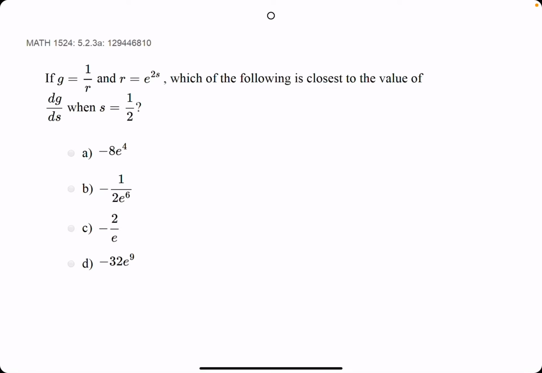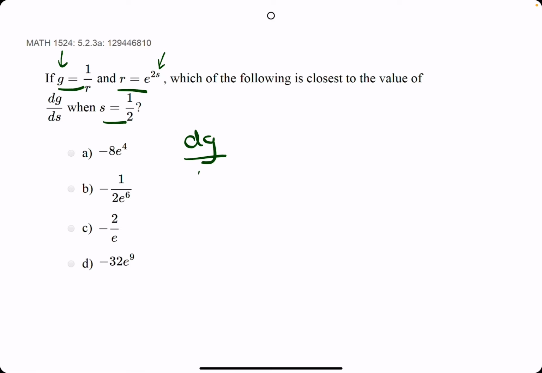Hokie dokie. Second or third example for this problem, I'm going to do it a little faster. If you need more of a breakdown, please visit the first example I've worked out. We are given a function g and r. We are asked to find dg over ds. That's the derivative of the function g, but with respect to s. And then once we have that, we will plug in 1/2.